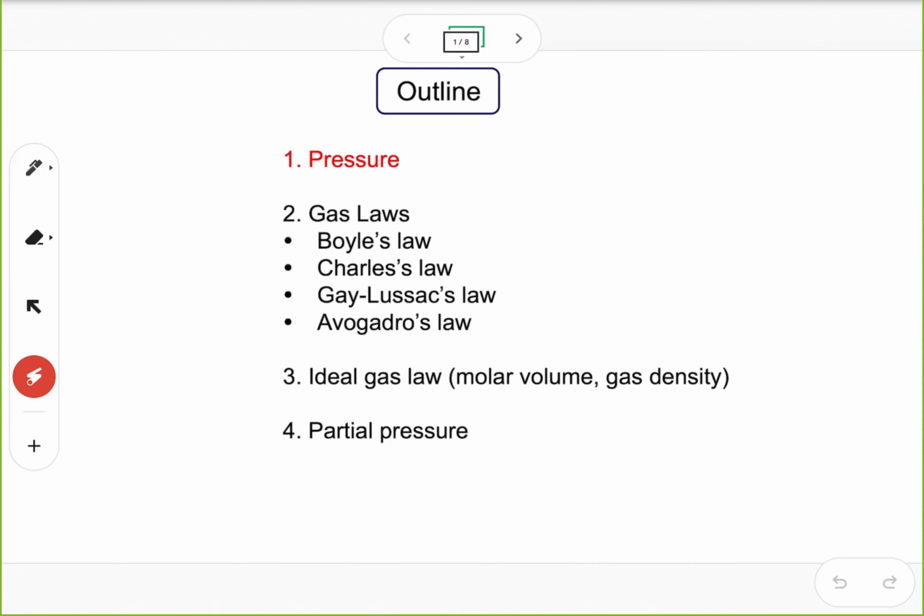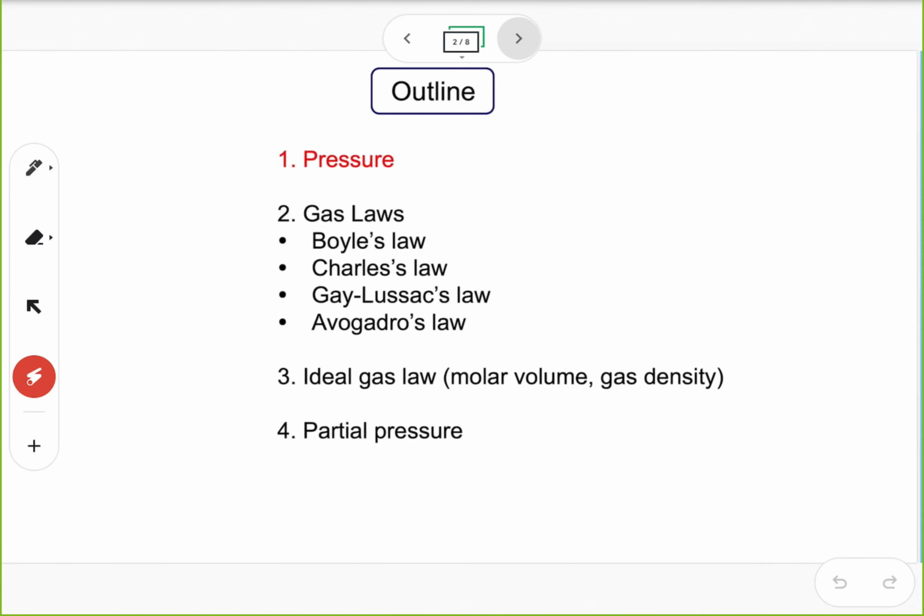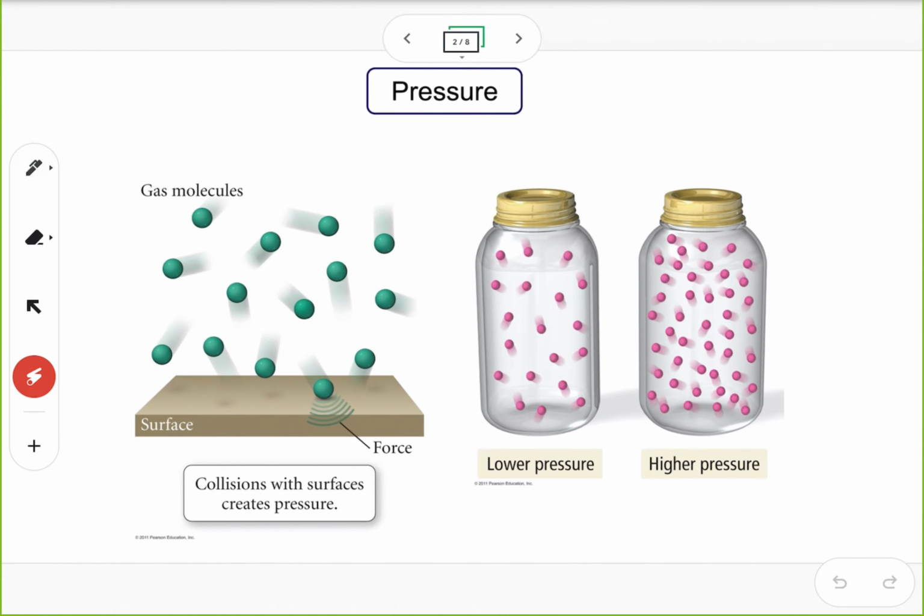In this video, we're going to talk about the first and the second topics of Chapter 10, Gas Laws. Let's take a look at this slide. This slide tells us how gas molecules generate the pressure.